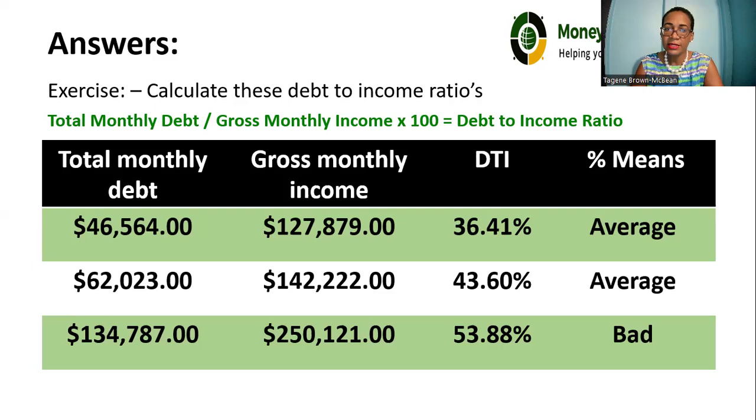So as you can see, your debt and your income, both things affect each other. They are compared with each other to see, yes, you are doing well with your money or you are not doing well with your money.